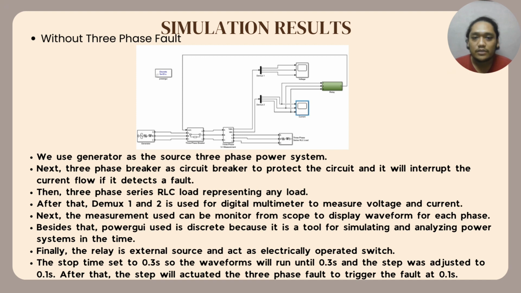After that, DMUX 1 and DMUX 2 are used for a digital multimeter to measure voltage and current. Next, the measurement can be monitored from the scope to display the waveform for each phase. Besides that, powergui is used in discrete mode because it is a tool for simulating and analyzing power systems in time. Finally, the relay is an external source and acts as an electrically operated switch.